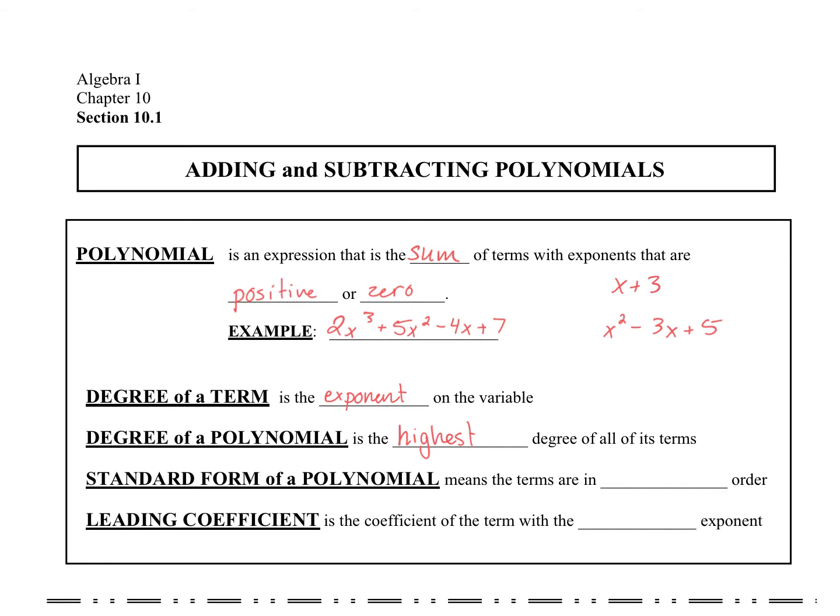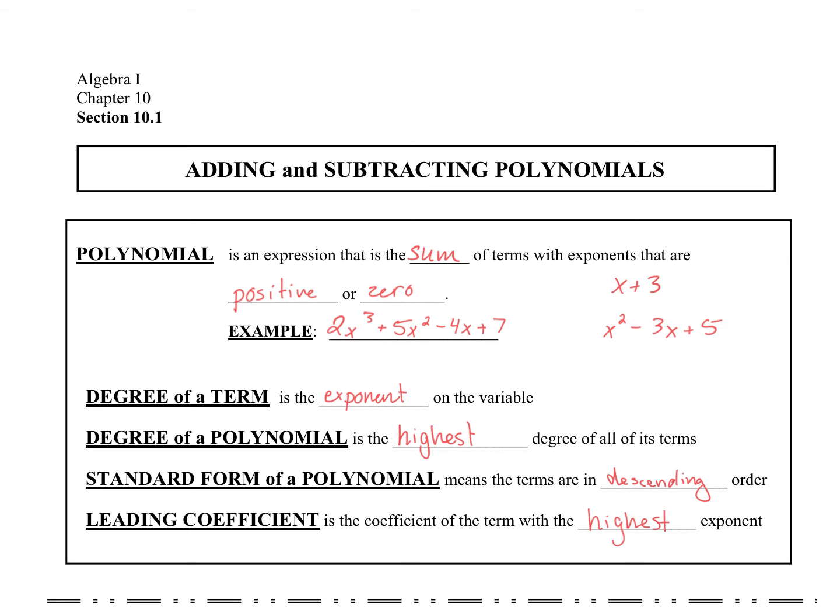And then standard form of the polynomial just means that the terms are written in descending order. So all of the examples that I've written up here are in descending order because it goes the highest exponent first, second highest, and then it keeps going down. And the leading coefficient is the coefficient of the term with the largest exponent, or the highest exponent.